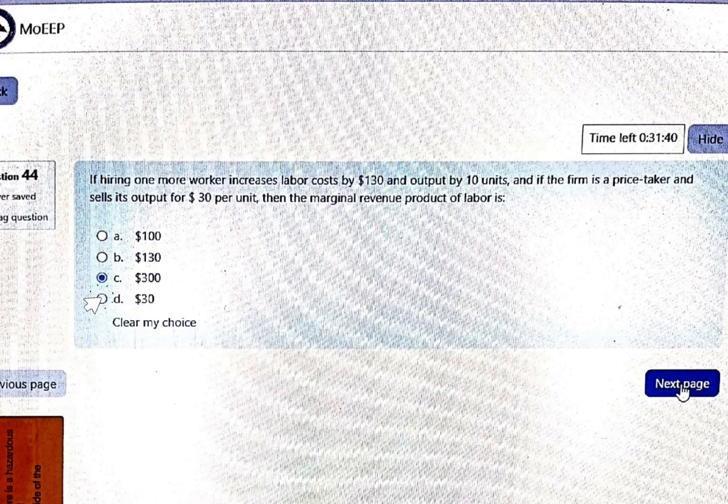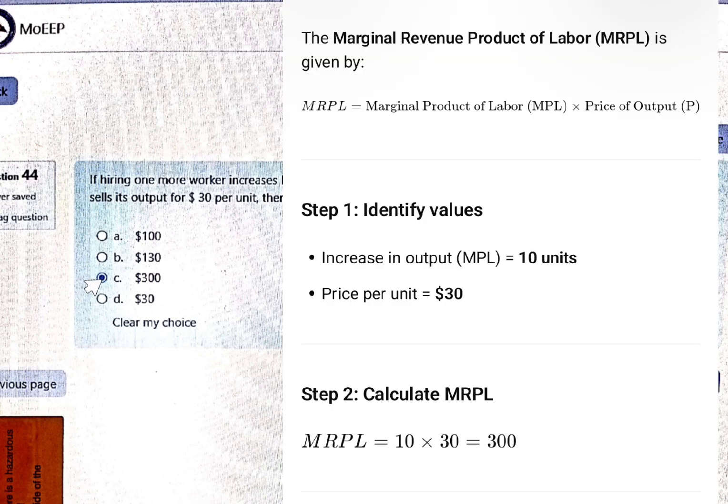$30. The correct answer is 300. Why? Because the marginal revenue product of labor is given by marginal revenue product of labor equals marginal product of labor times price of output. In step 1, identify values. Increase in output equals 10 units. Price per unit equals 30.